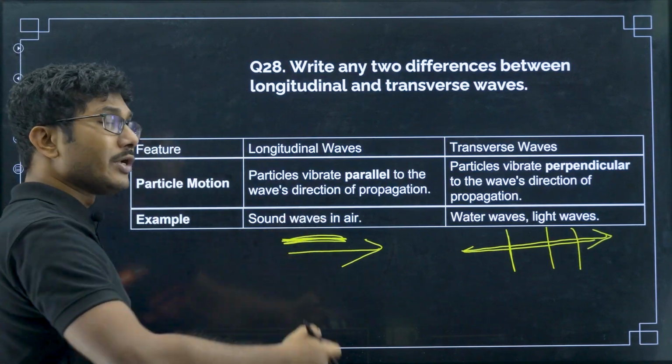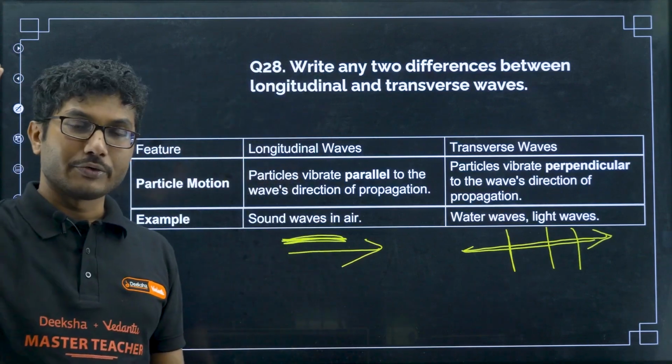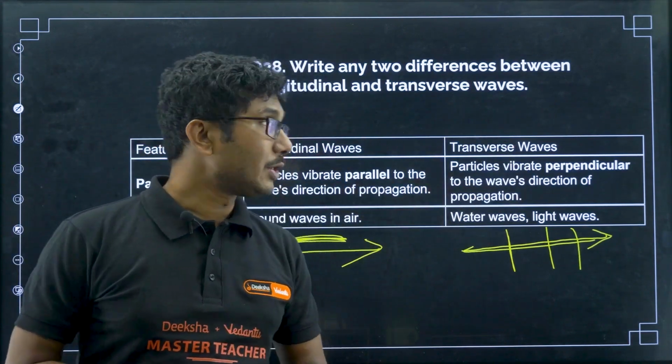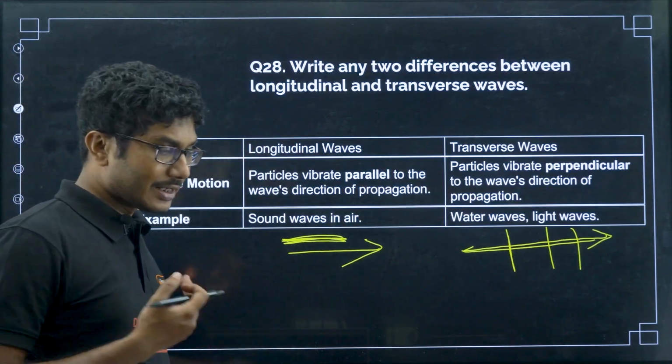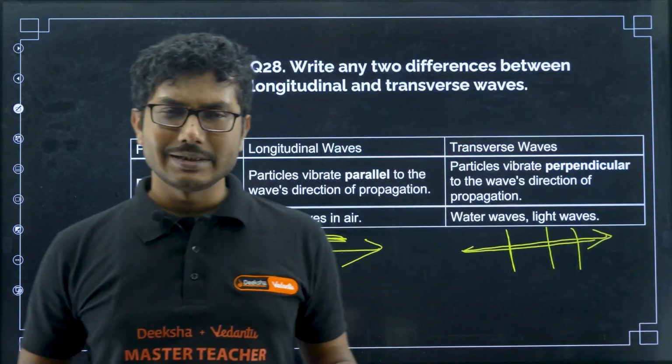Examples: sound waves in air are longitudinal, and water waves and light waves are transverse. Water waves, like when you drop something onto the water, the water waves that are created are an example of transverse waves. So, easy answer. First you write the meaning of them, and then in the second point you give one example, as easy as that.